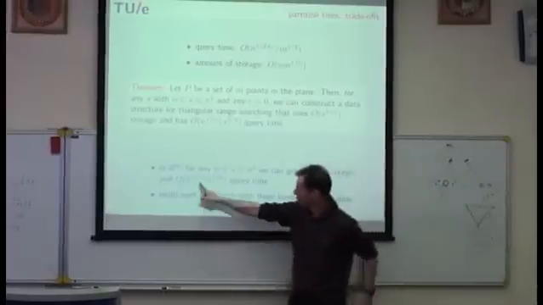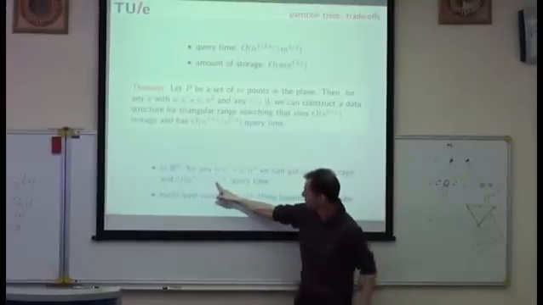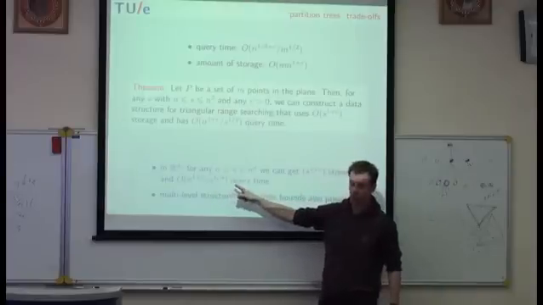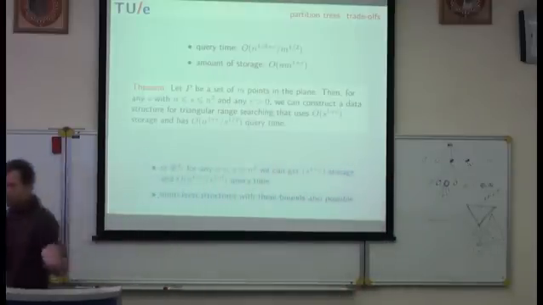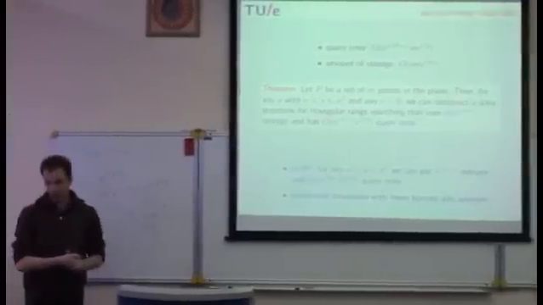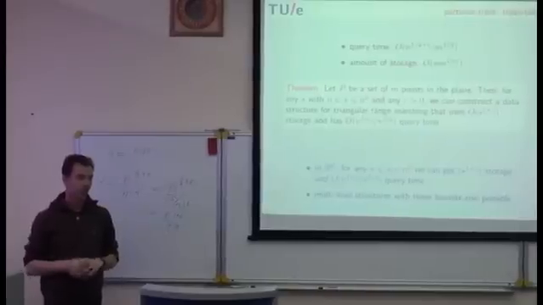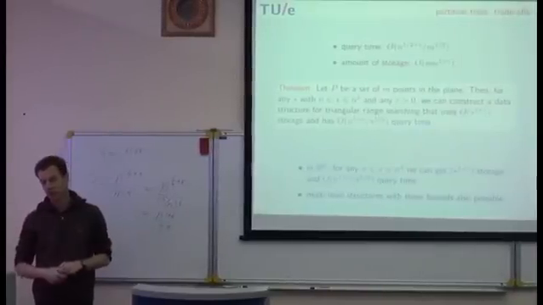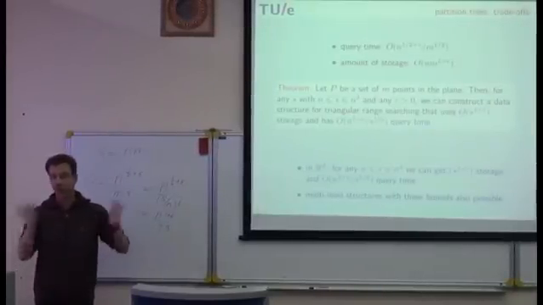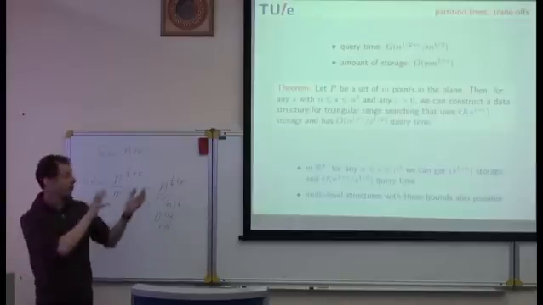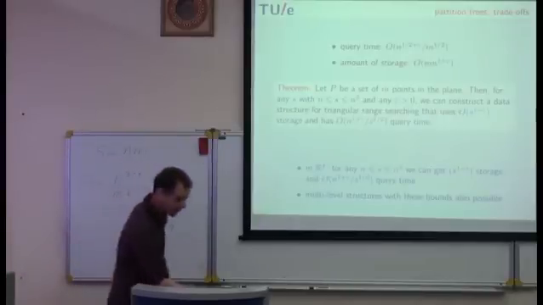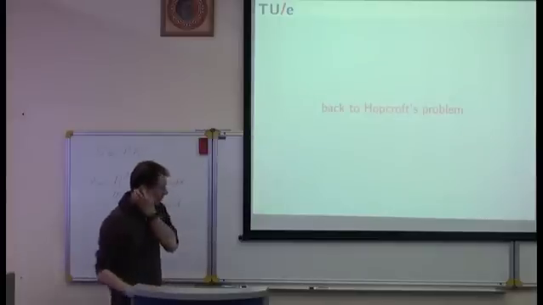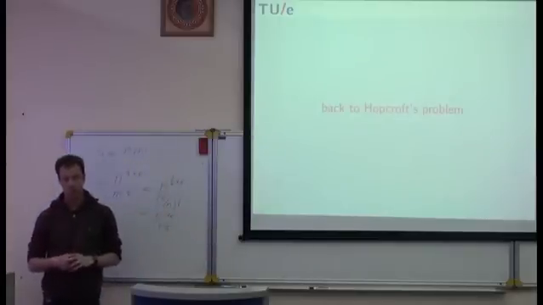And the query time will be, well, the same, except that here you divide by S to the 1 over d. If you have multi-level structures, all of this also works. So if you have a 3-level partition tree, you can also have a trade-off for the 3-level tree with the same time bounds. Okay, back to this problem.